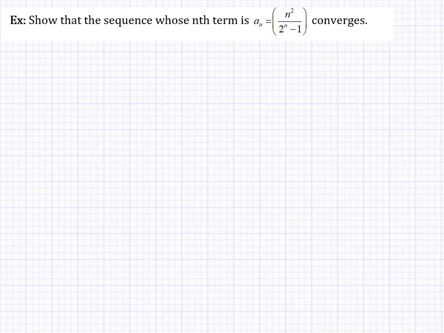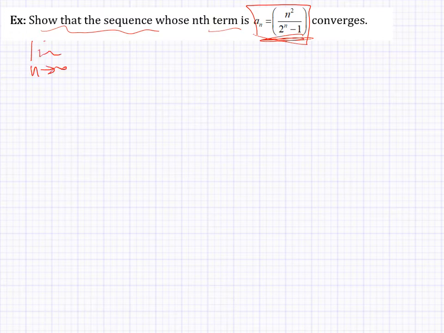So here's another one, worded a little differently, but basically the same thing. Show that the sequence whose nth term is defined with this formula converges. Again, having that function formula, where if I want A1, A2, A3, A4, just by plugging in 1, 2, 3, 4, makes this so easy. So I want to find the limit as n goes to infinity of a sub n and figure out what that equals.